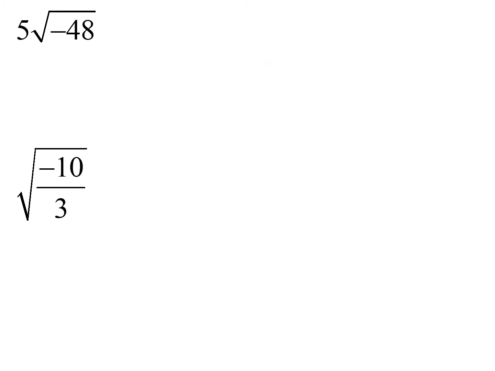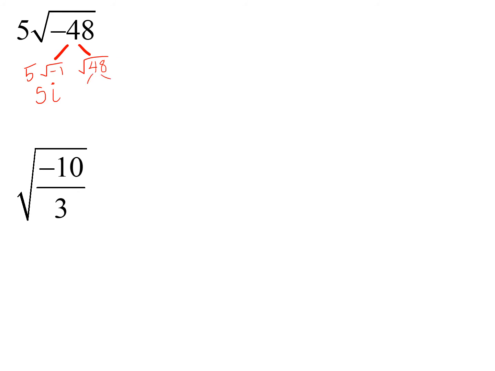Let's try 2 more examples. So now we have 5 times the square root of negative 48. So let's break that negative 48 into the square root of negative 1 and the square root of 48. We aren't getting rid of the 5, so I'm just going to bring him down on each step because he's still part of my problem, okay? So we know that the square root of negative 1 is I, and we bring the 5 down.